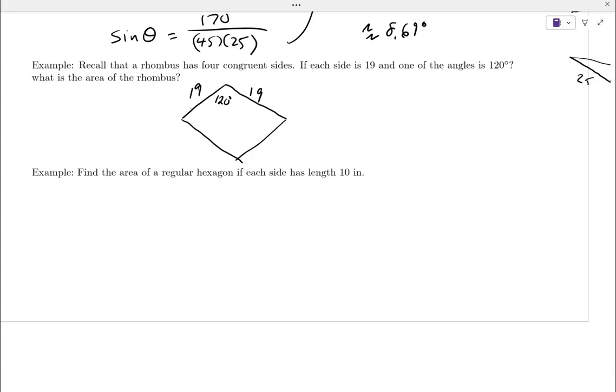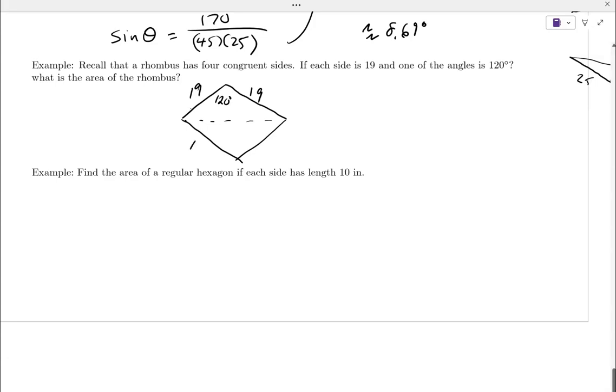Every side is 19. So in particular, I would have those two sides as 19 with an included angle of 120 degrees. Looking at this, how could you get the area of the rhombus? What do you think you would do? Cut it in half. Good.